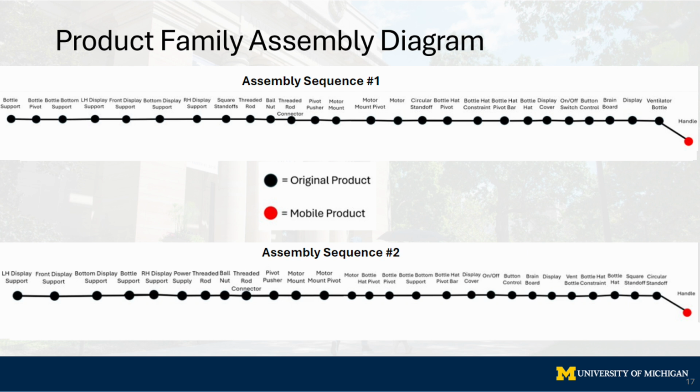Assembly sequence 2 is optimized with bottle hat and control assemblies completed earlier, allowing motor assembly and display assemblies to finalize the original product. It's important to note that due to the handle design, we are maximizing delay differentiation and applying the handle for the mobile product at the end for both assembly sequences.